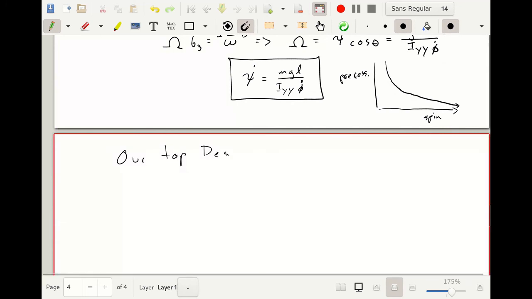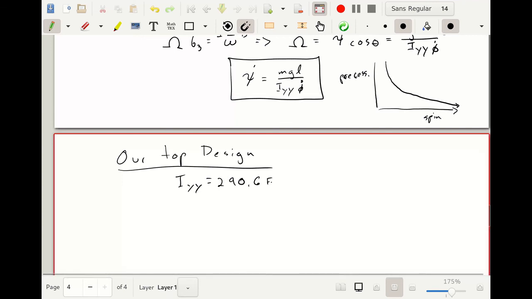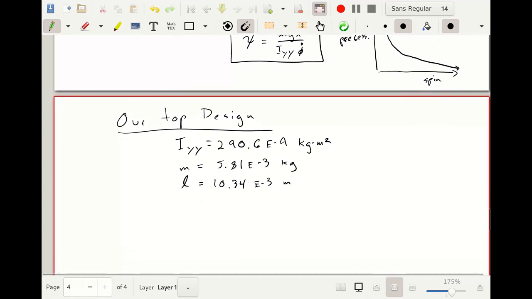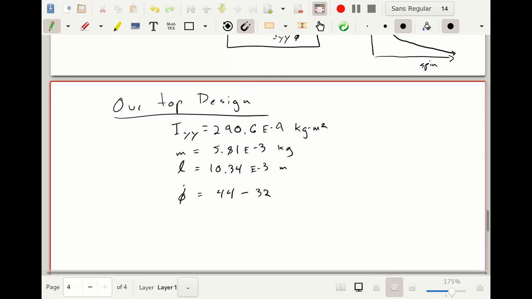Okay, so now, how does this relate to R-top? For R-top design, we have IYY is 290.6 times 10 to the negative 9 kilogram meter squared. Our mass is 5.81 e negative 3 kilograms. L here is 10.34 times 10 to the negative 3 meters. And then phi dot, what we were trying to find is that it's 44 through 32 hertz.